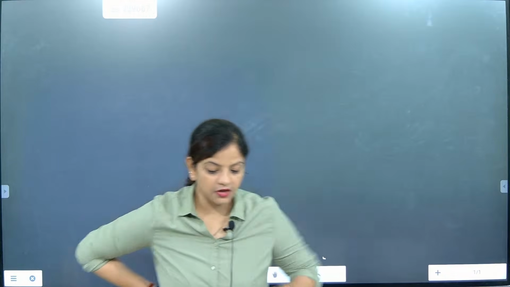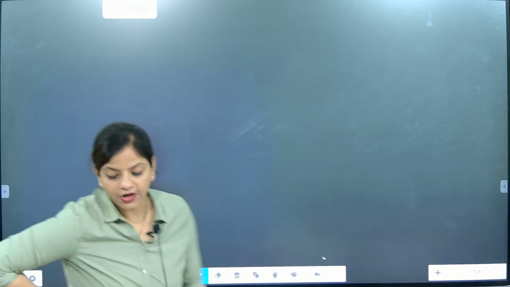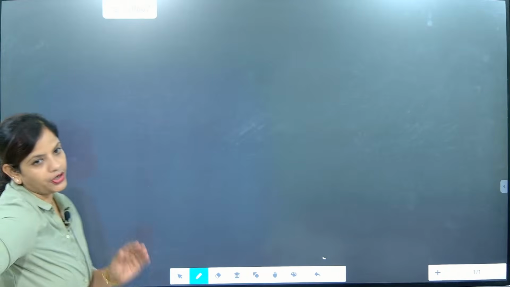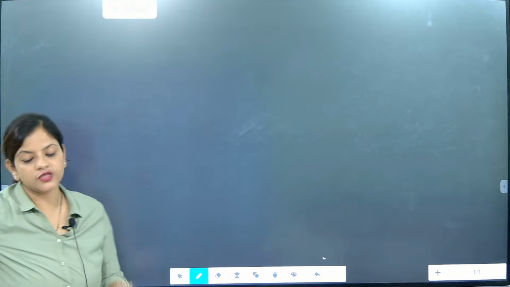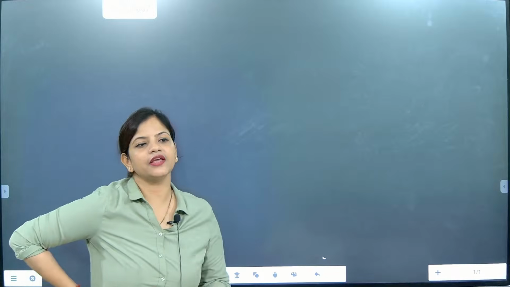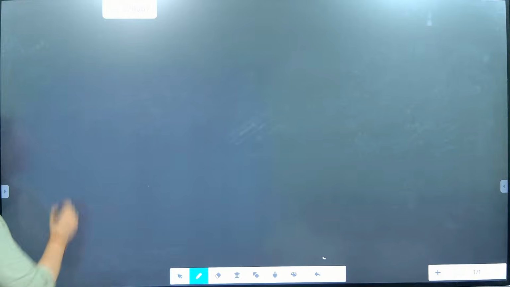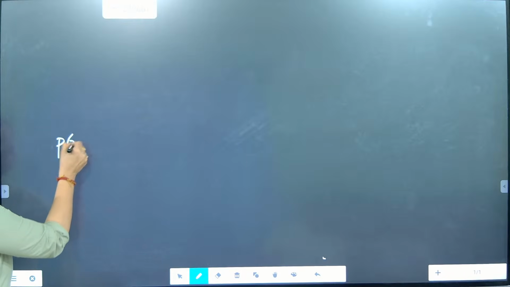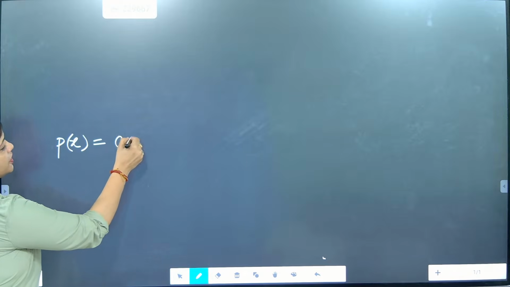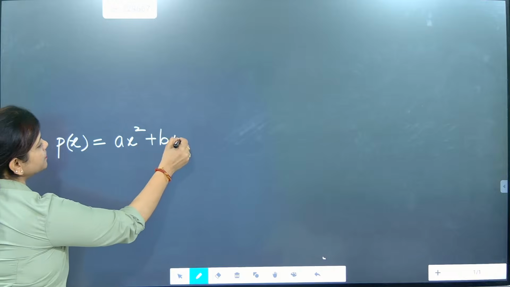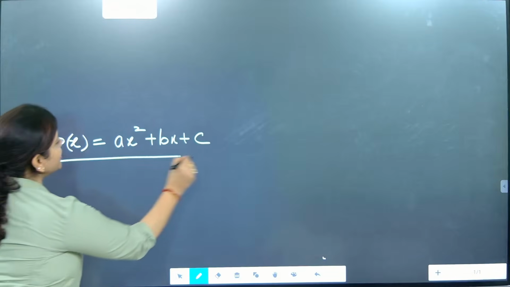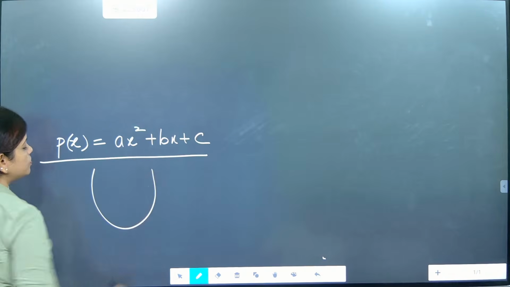Please, first in the polynomial section, the quadratic polynomial will always be here. In your syllabus, what is there is the quadratic polynomial. When they ask you about a quadratic polynomial, it will be written in the form p(x) = ax² + bx + c. And always we are talking about the parabola with its mouth upward.